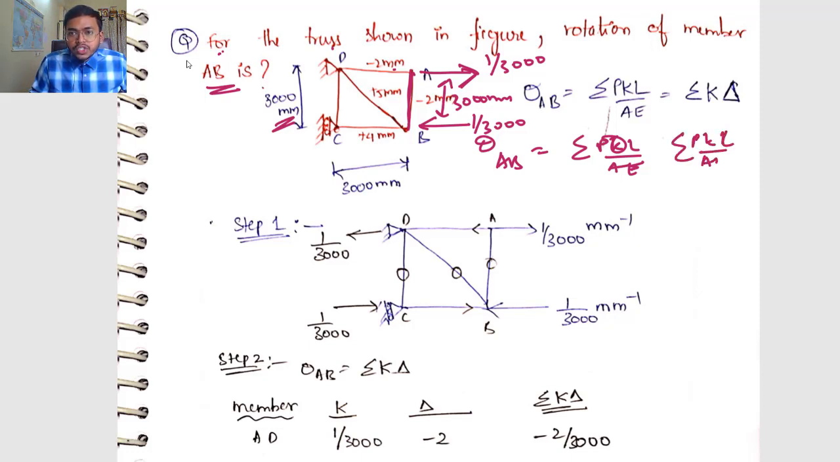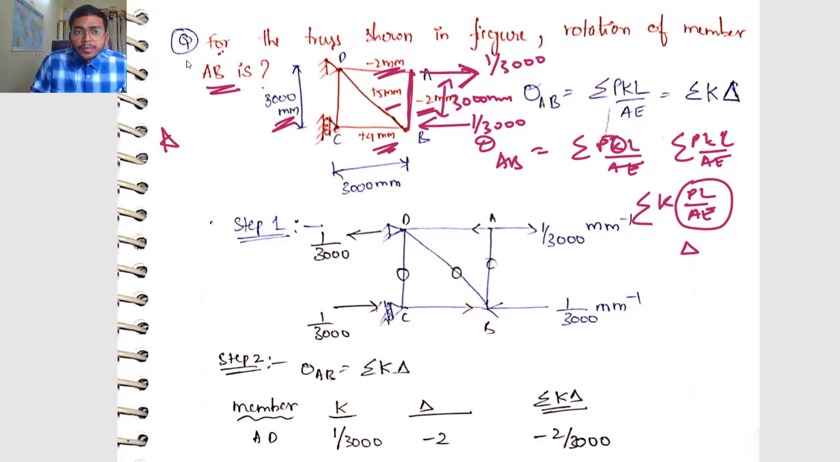But one good thing in this question is that pl by AE was our elongation, and here the elongation is directly given: minus 2 mm, plus 5 mm, plus 4 mm, minus 2 mm. So this question is very important. For saving time, you need not calculate pkl by AE in examinations like GATE and ESE. In some questions, to make it simple for students, they directly give you delta values. So you just have to do sigma k into delta, and you will get your answer.